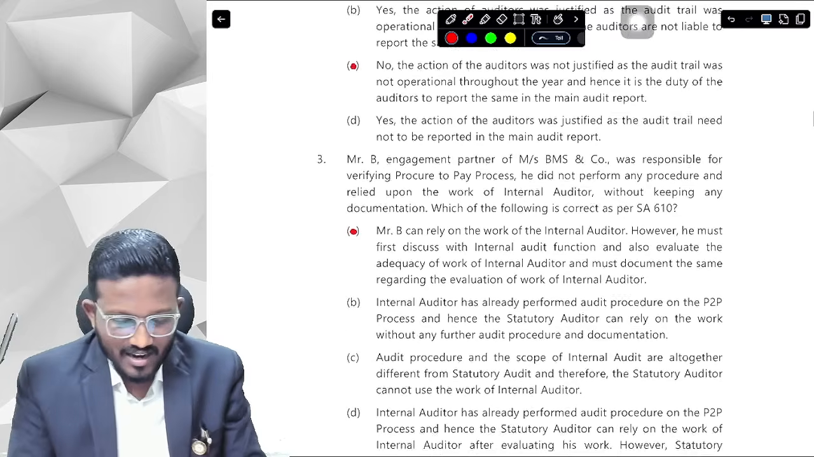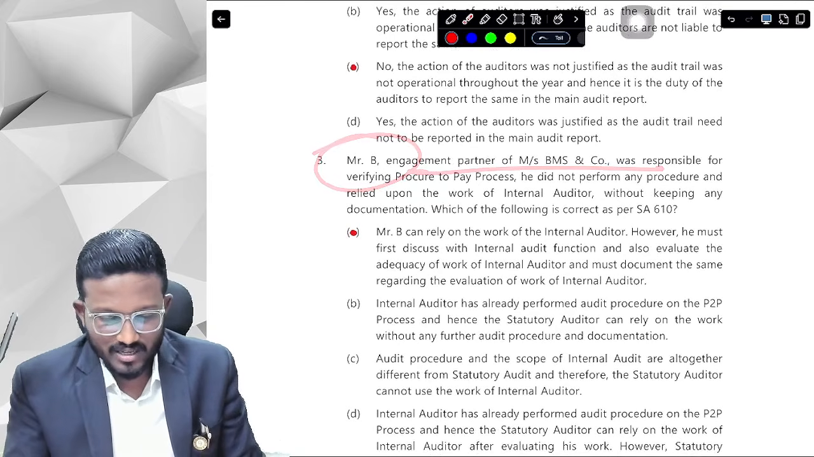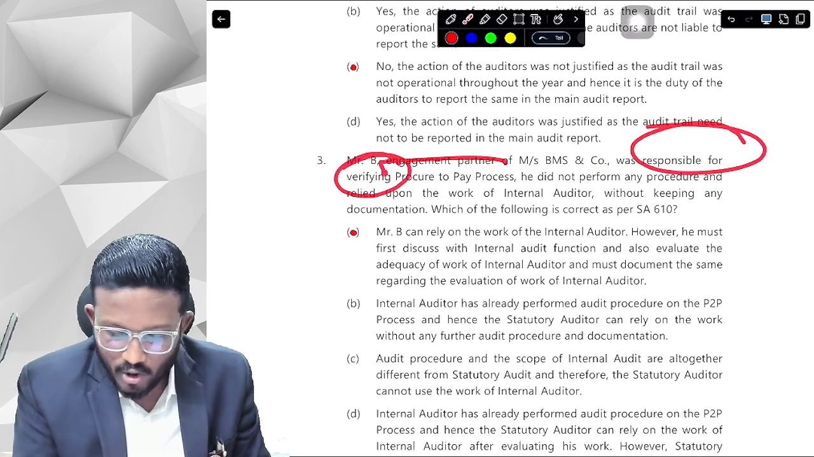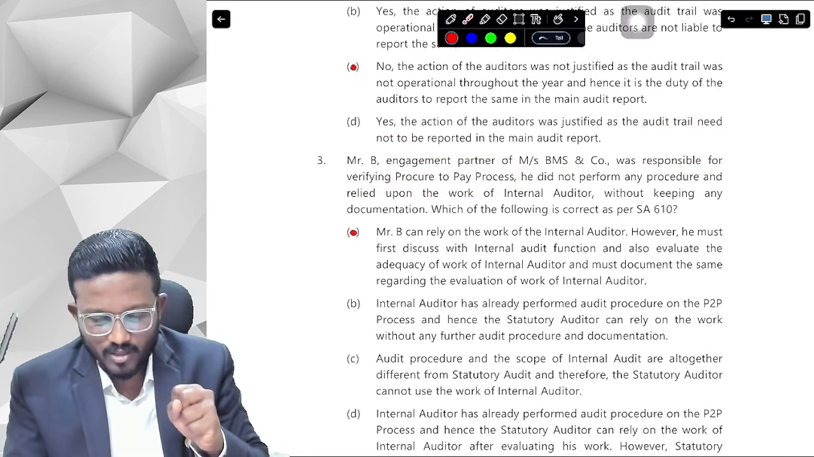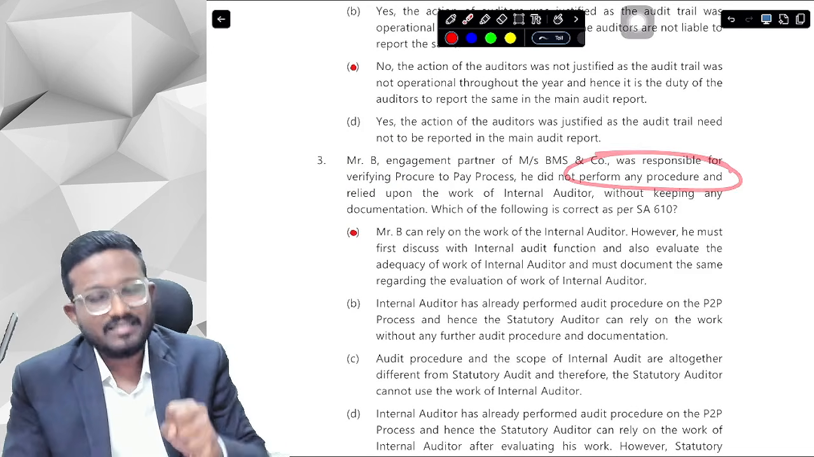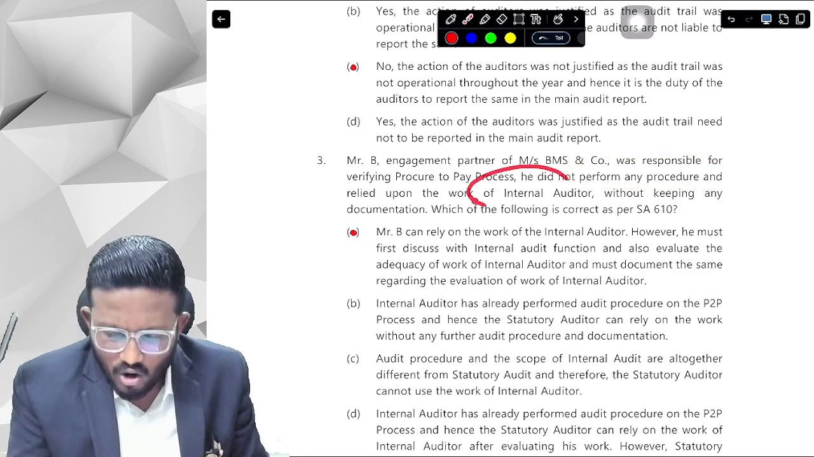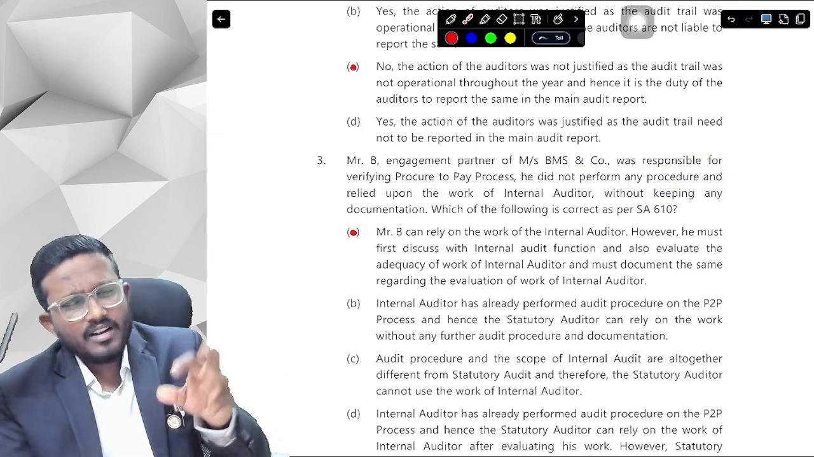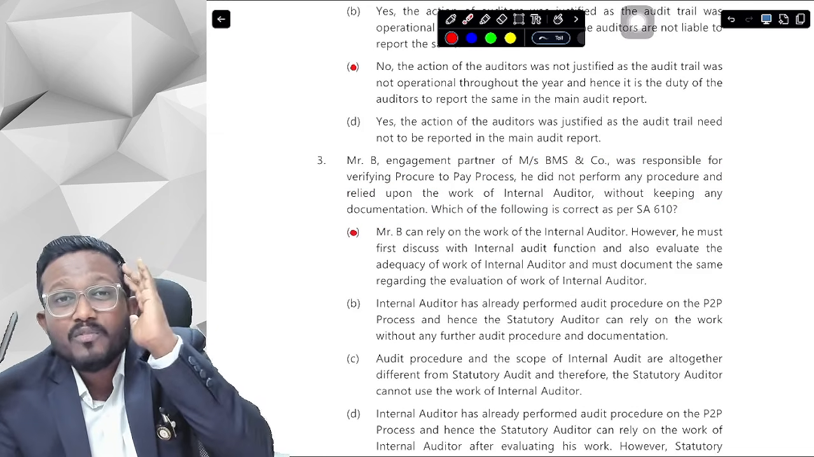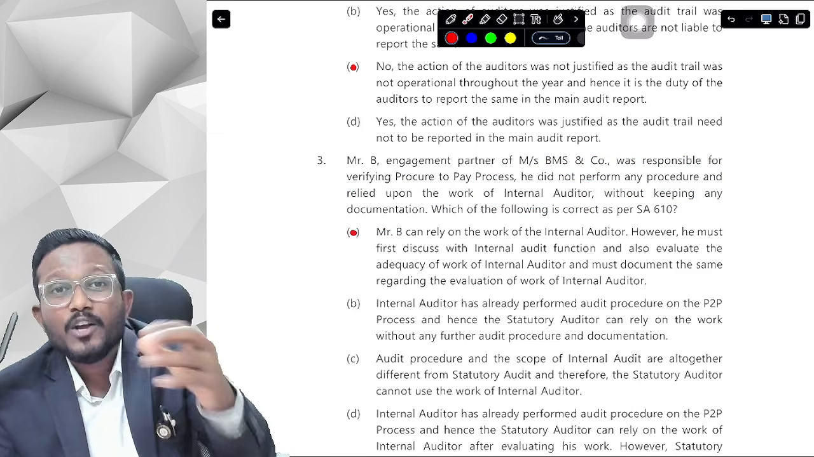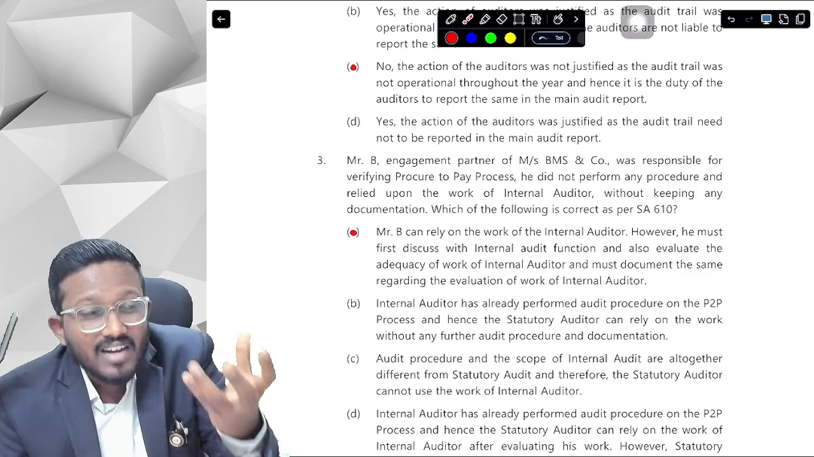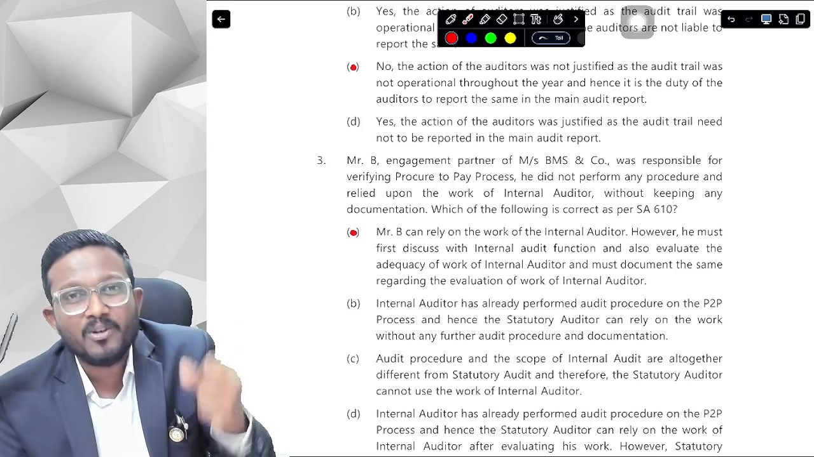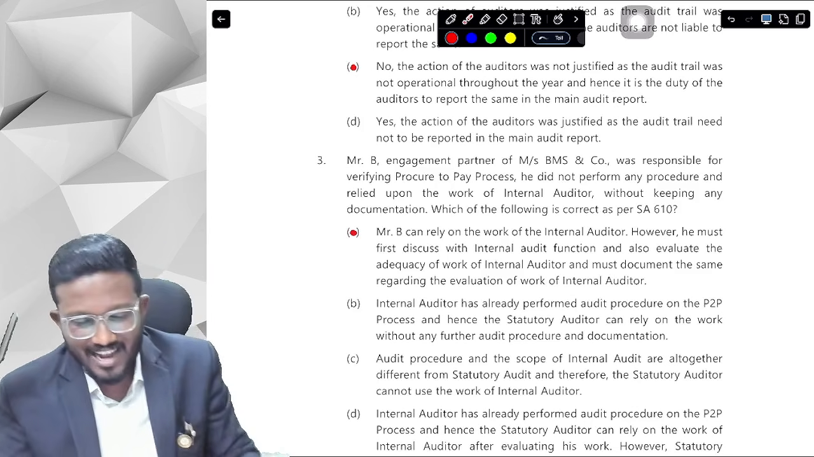Okay, yes sir. Here there is Mr. B, an engagement partner of Messrs. B and Company, who was responsible for verifying the procure to pay process. He did not perform any procedures and he just relied on the work of the internal auditor without keeping any documentation. Can we rely on the work of the internal auditor? Yes, you can rely on the work of the internal auditor, but you will have to exercise your own skill and care. You will have to maintain documentation, how you have relied on it, what procedures you performed on the internal audit work. So you cannot just directly rely on the internal audit firm.